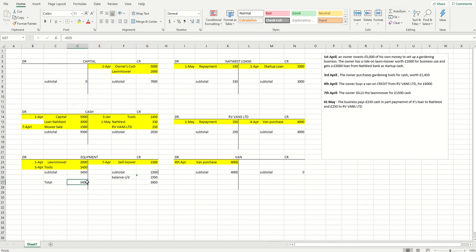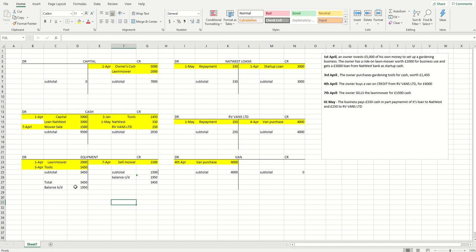And they match. And then we can use this figure, the balance carried down figure, as our balance for the ledger, and we write that on the high side or big side of the ledger, and we call it balance brought down. And that figure is always equal to your balance carried down figure.